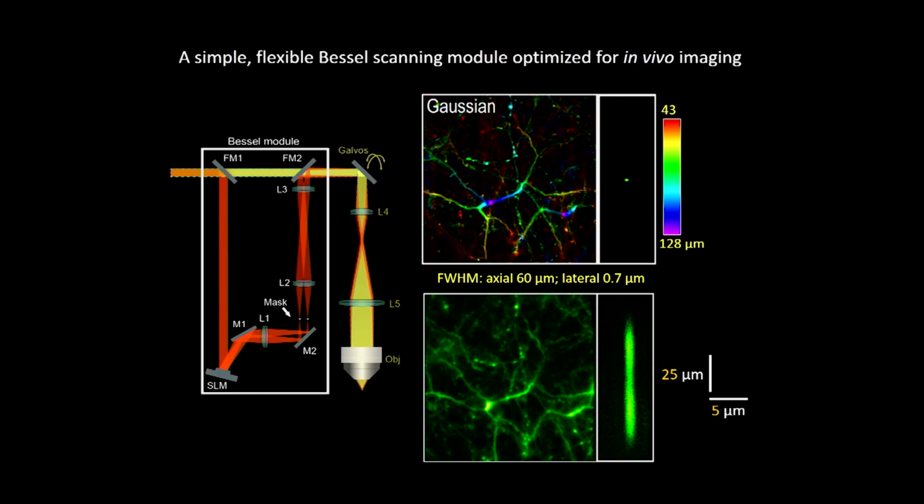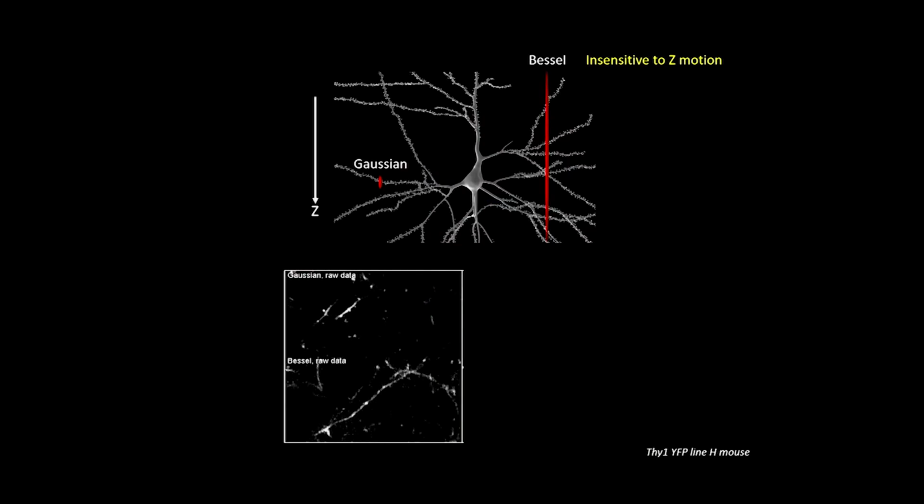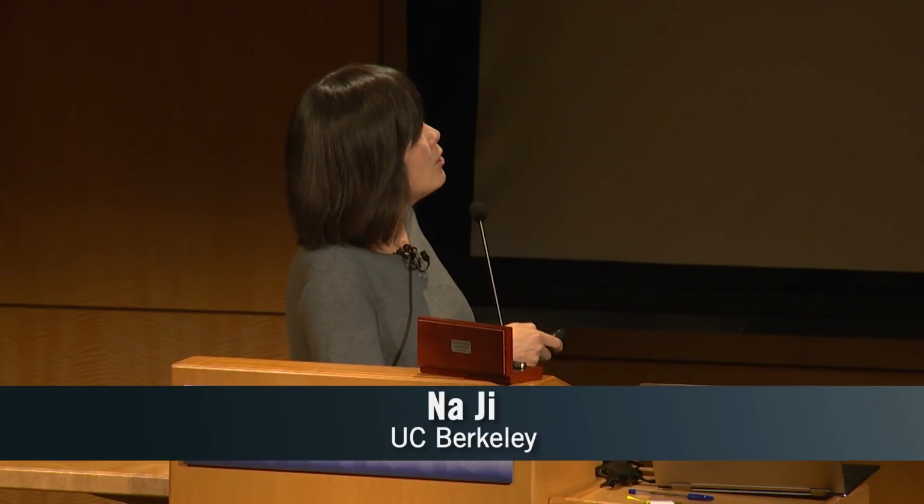But one thing I want to point out is that if you compare the image you get with what you have gotten with a conventional approach, you can notice that we maintain the ability to resolve individual synapses. For example, there are about 3 axonal boutons in this Gaussian image, which are clearly detected in the Bessel images as well. So one big advantage of this approach is that now the imaging becomes insensitive to the axial motion. So what do I mean by that?